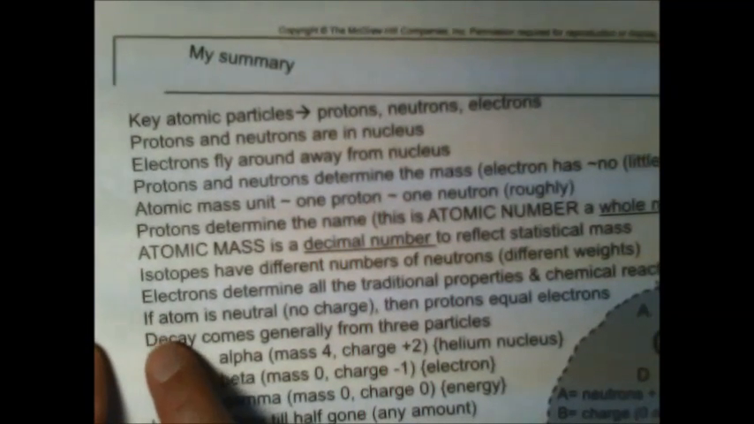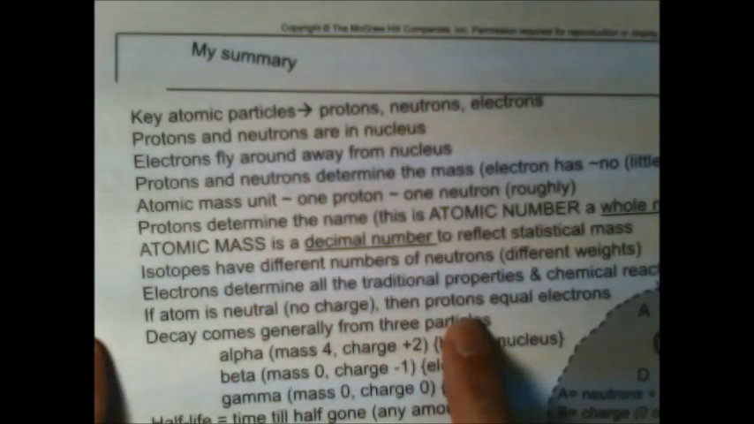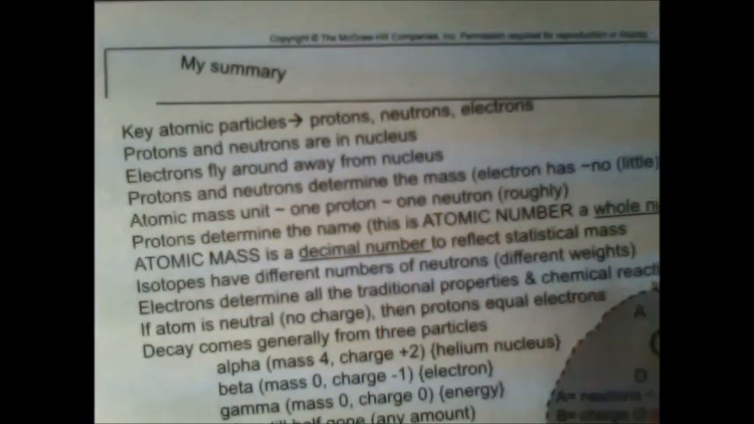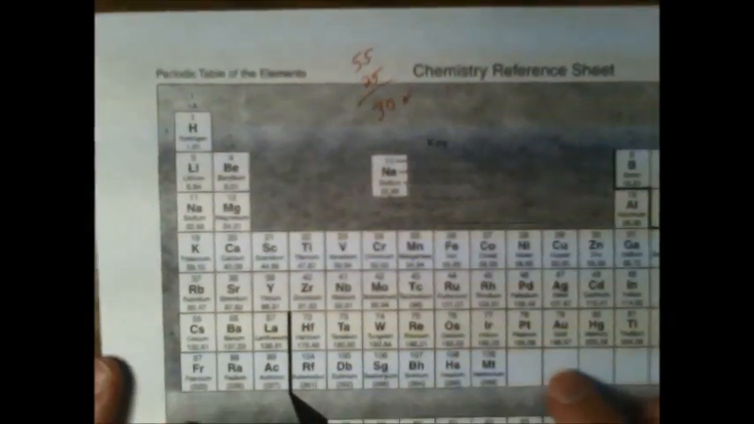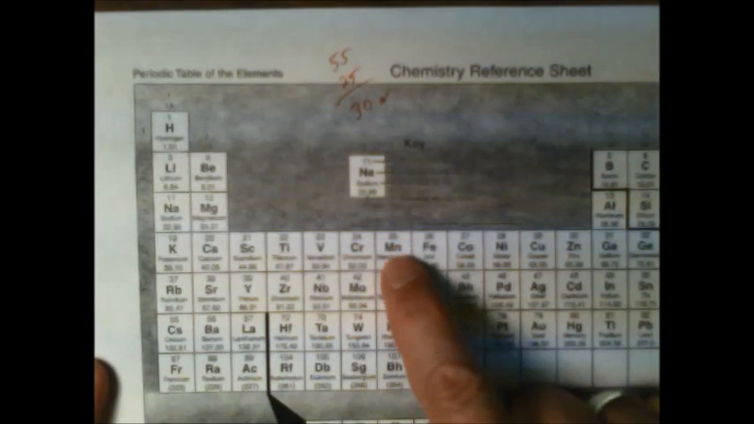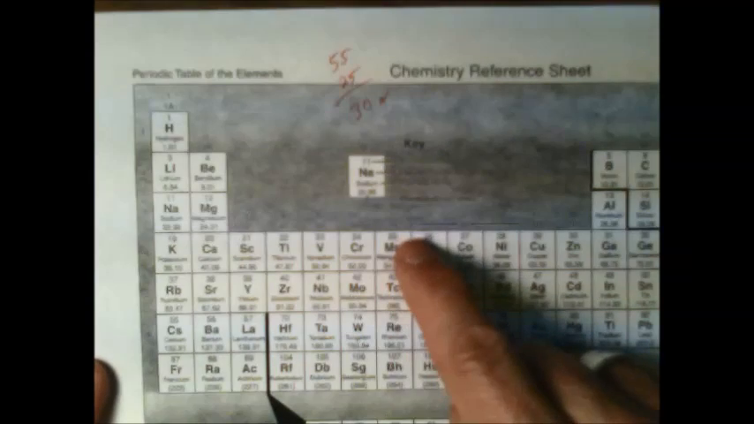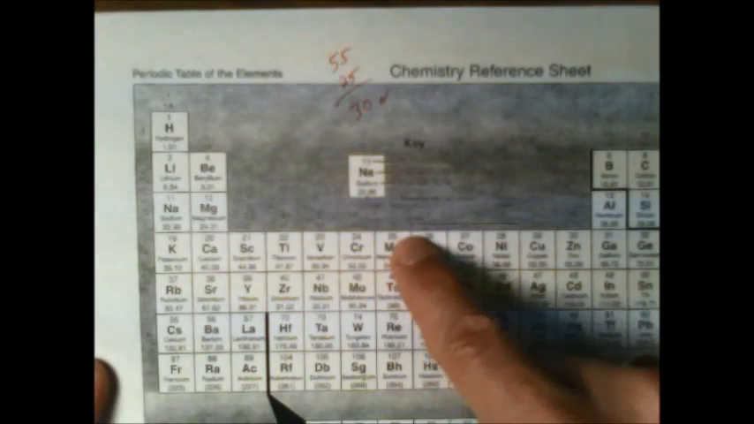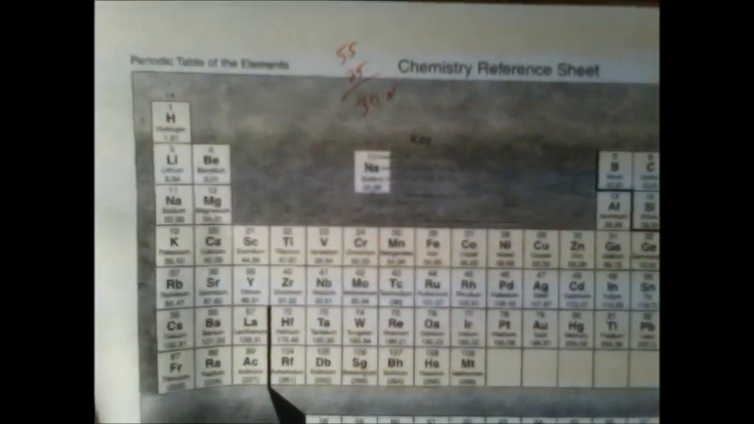It's also important to know that if an atom is neutral, meaning no charge, then the number of protons equals the number of electrons. So back to our periodic table, for instance, on manganese, we know it has 25 protons. Every manganese has 25 protons. If that is a neutral manganese, that is also the number of electrons we have. The number of electrons is equal to the number of protons in a neutral atom.